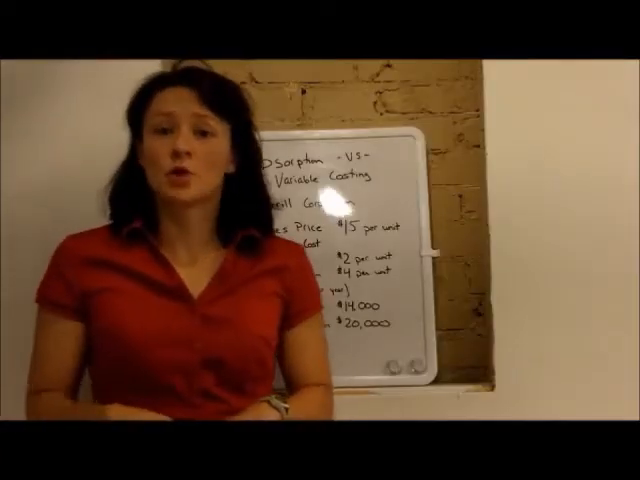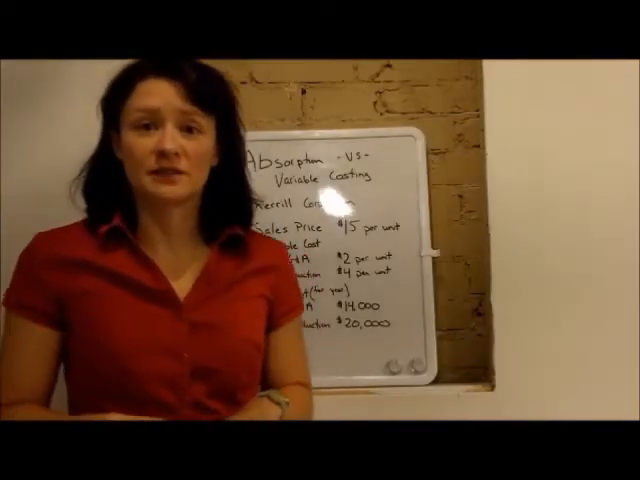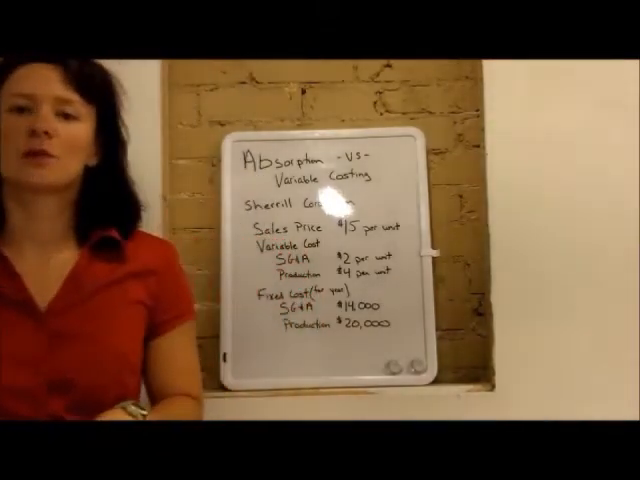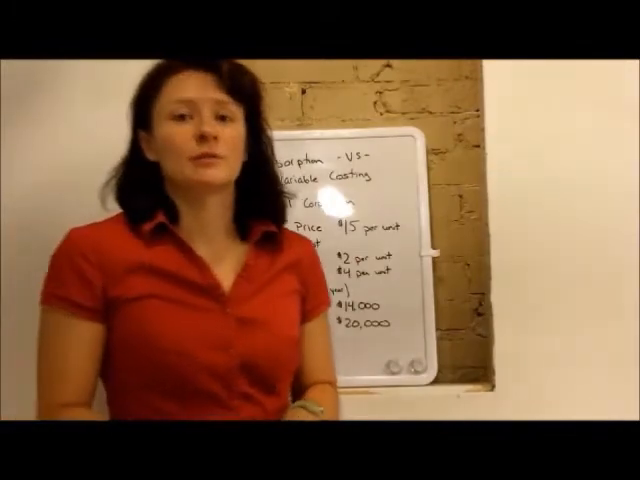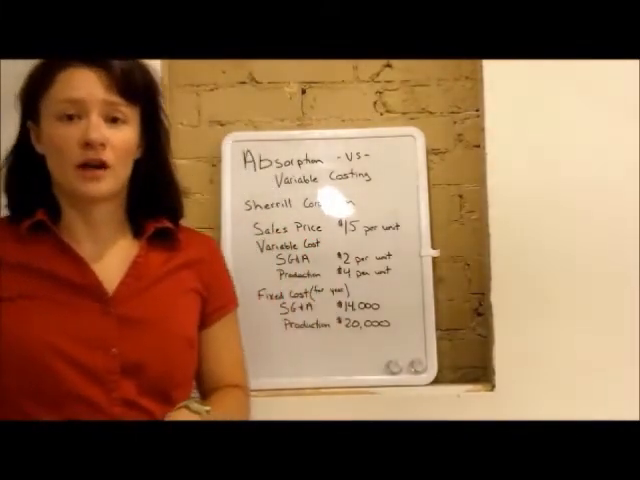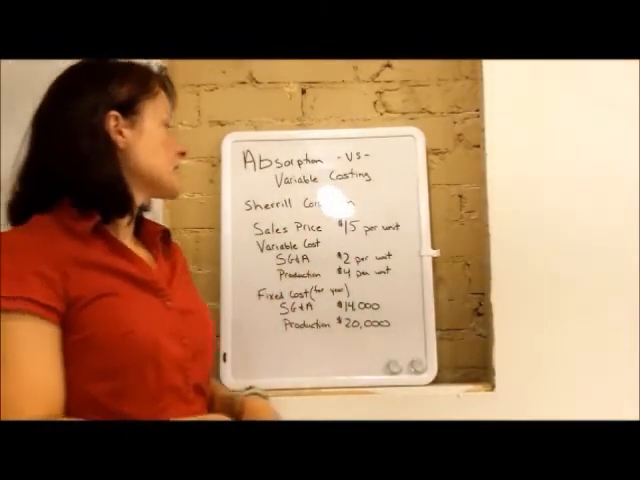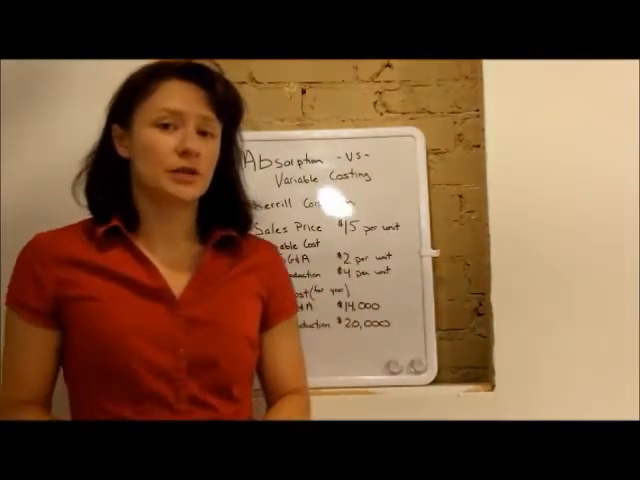We're going to be talking about absorption versus variable costing. In order to do this, we're going to be looking at a short example. Cheryl Corporation produces one product. Currently, their sales price is $15 per unit.